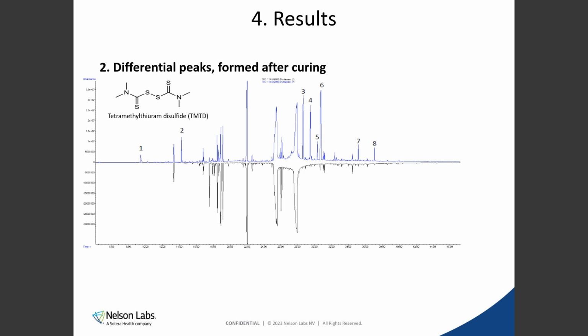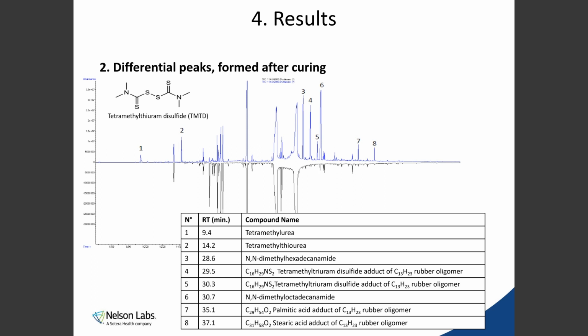This one is another example of differential peaks in the mixture before and after the reaction, meaning in this case before and after the curing. And what we can see is that there are some peaks that are added to the original chromatogram that is down. And those peaks there are the most interesting for us, of course, because something new came up. The next would be to identify them.